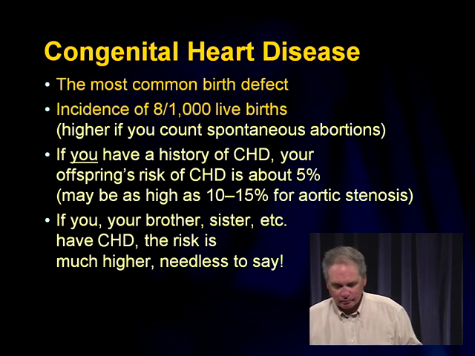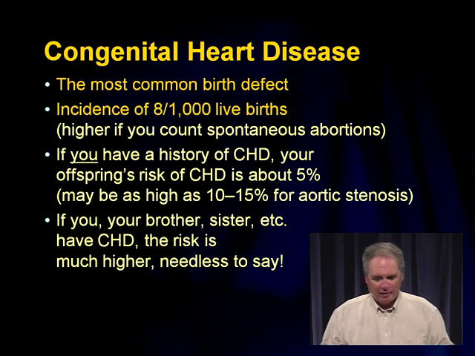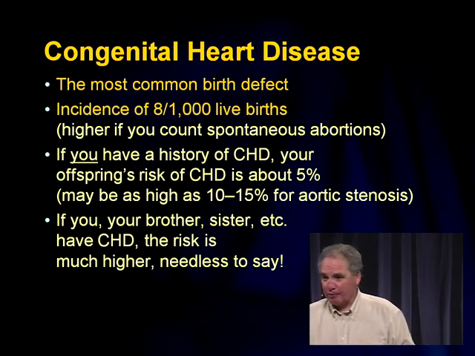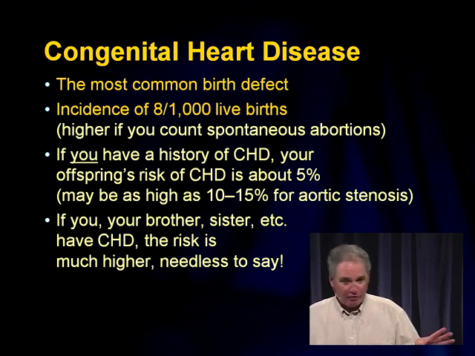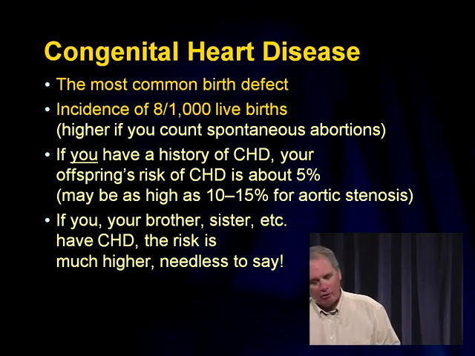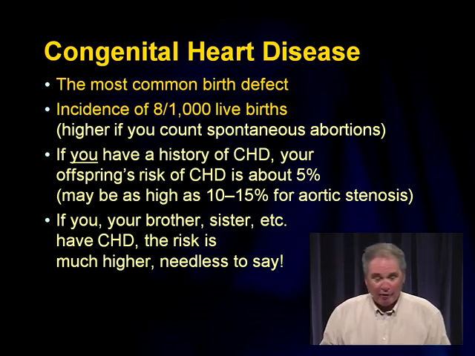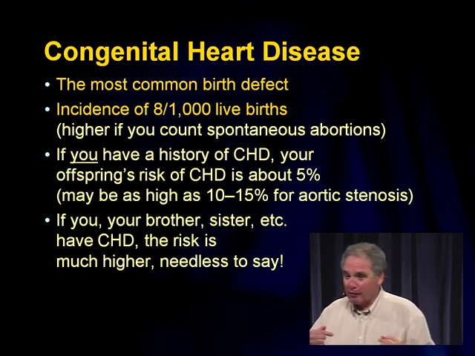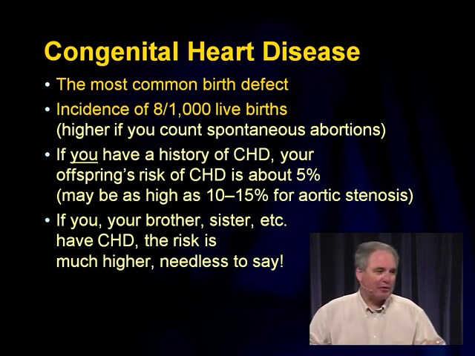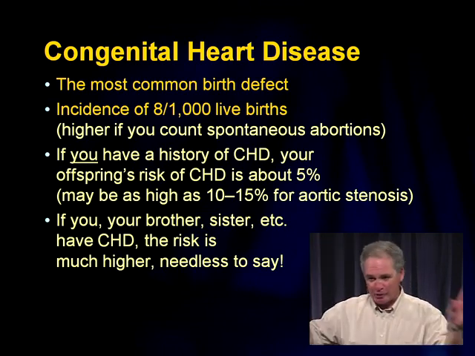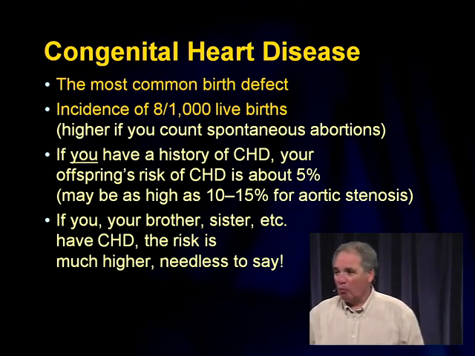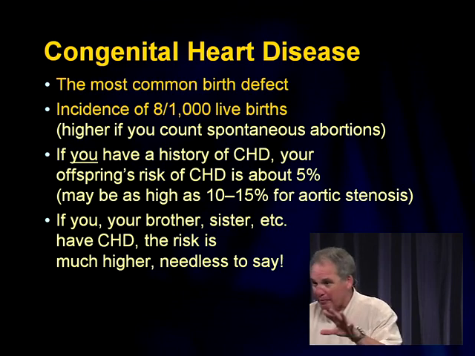Here we go. The most common birth defect. Your chance of having a child with a congenital heart defect, about 1 in 100. Okay? Higher if you count spontaneous abortions. Obviously, if you have a history of a heart defect, your offspring's risk may be even higher. For aortic stenosis, if you have a bicuspid aortic valve or aortic stenosis, risk may be as high as 15% for your offspring. If your mother, your brother, your sister, if they all have heart defects, you're in another risk category altogether. Okay? But for the general population, about 1 in 100, 8 per 1,000, same kind of thing.